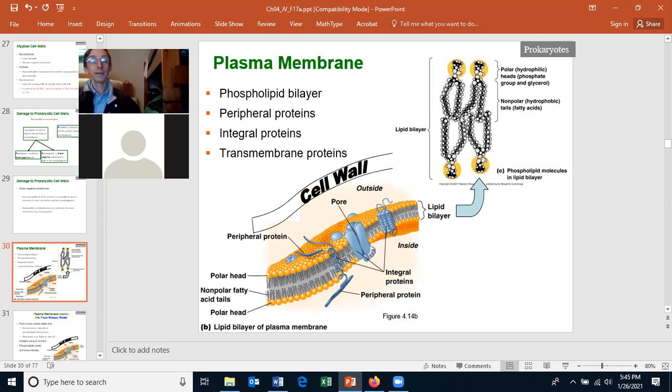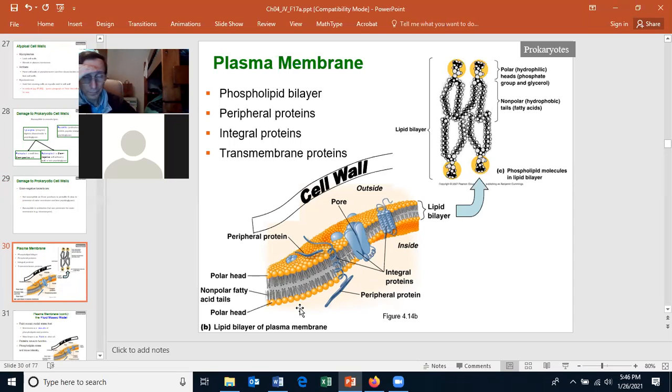Now, the phospholipid is the main molecule in the plasma membrane, but there are other molecules in it, specifically carbohydrates and proteins. And we're going to talk a little bit more about the proteins in the plasma membrane. If the protein is only on one side of the membrane, like this one right here, then we call it a peripheral protein. And it can be on the inside, as shown here, or on the outside, as shown here. And that's what a peripheral protein is.